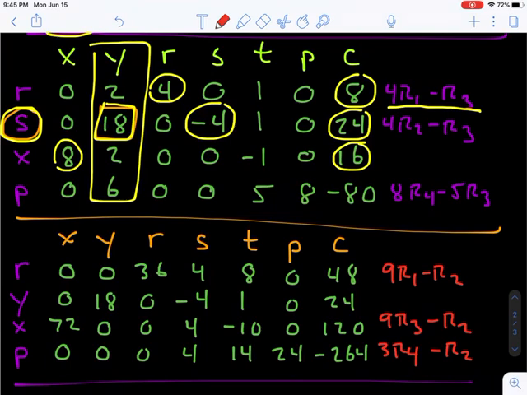So I did 9 row 1 minus row 2 to clear row 1. I did 9 row 3 minus row 2 to clear row 3. And it looks like 3 row 4 minus row 2 to clear row 4. And so we end up with this new table.